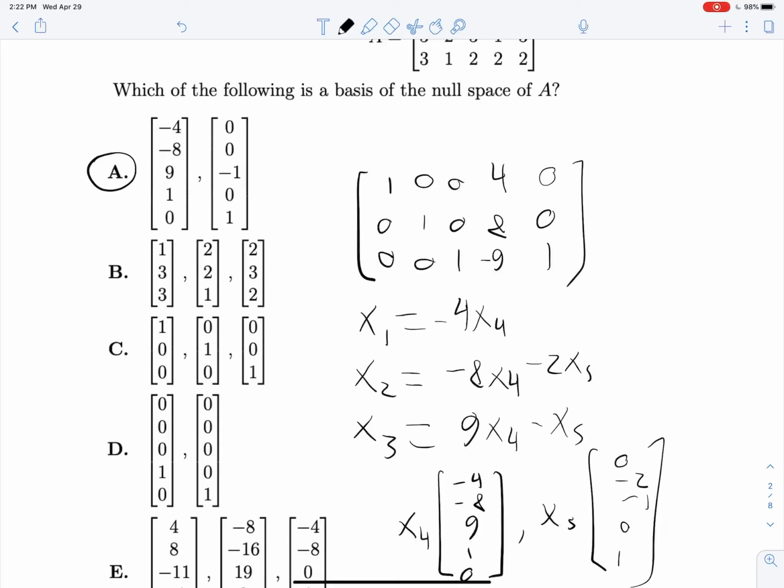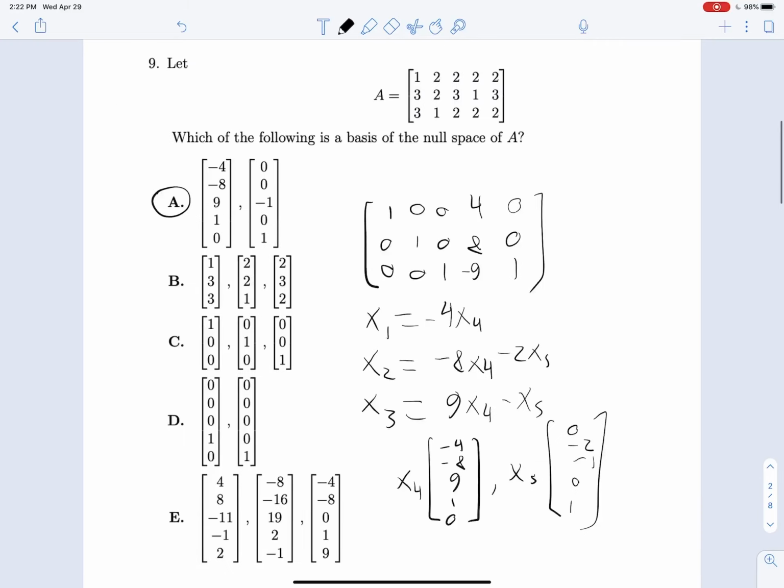A is the correct answer. I've done this test enough times to remember that. Sorry about that. That's about it. Ugh, that's a little annoying.